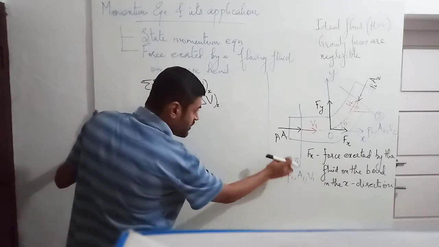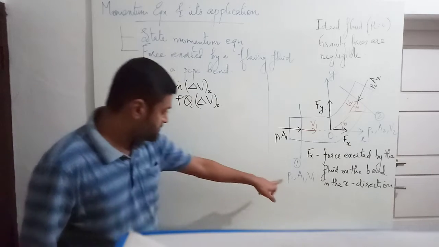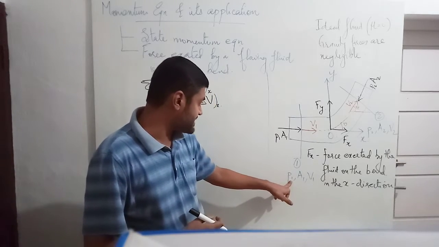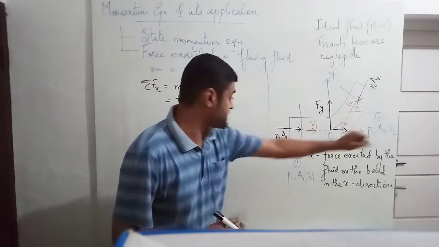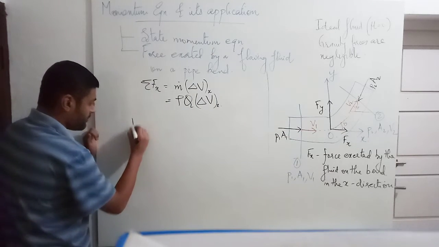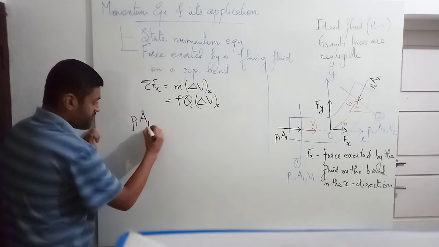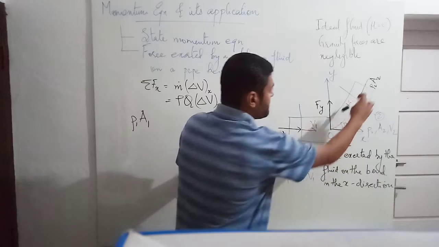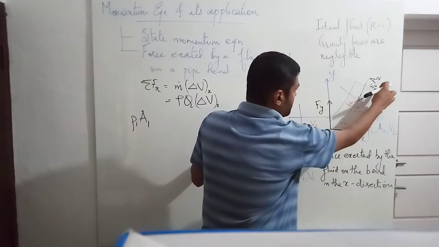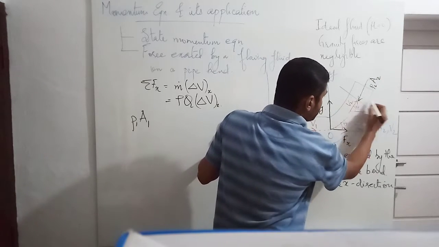Okay, at section 1 what are the forces acting? P1 is the pressure at section 1, so my total pressure force will be P1 into A1 acting in the positive x direction, hence taken to be positive. So P1 A1. Now at section 2, my pressure force is acting like this, P2 A2 at an angle theta with respect to the horizontal.